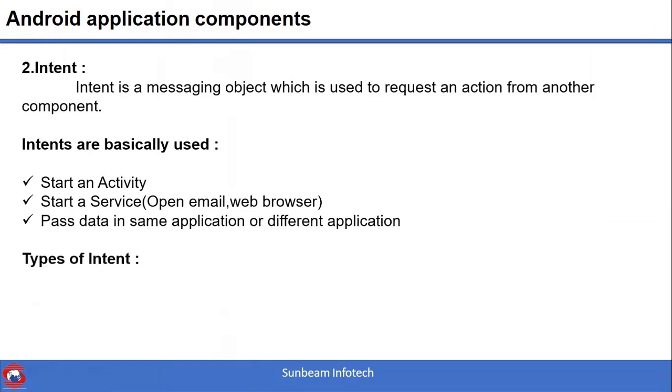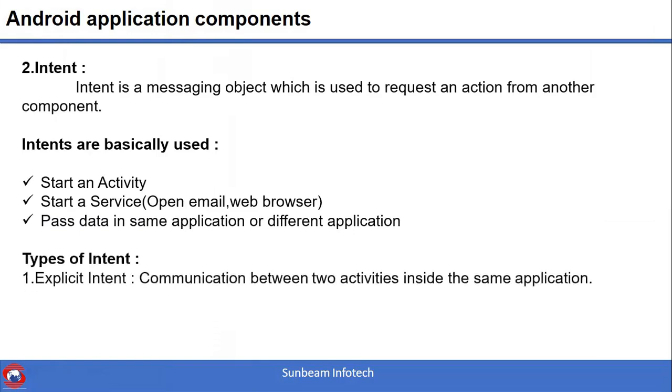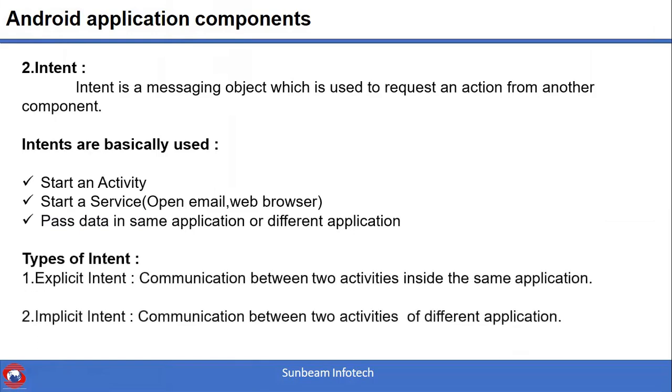There are two types of intents, explicit intent and implicit intent. Explicit intent means communication between two activities inside the same application, and implicit intent means communication between two activities of different applications.